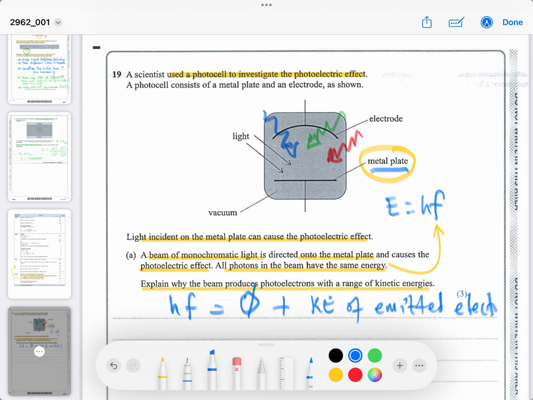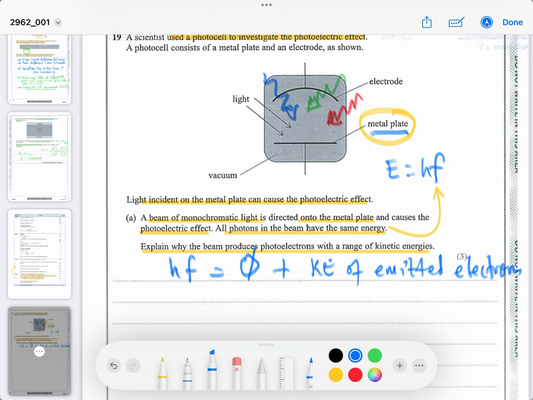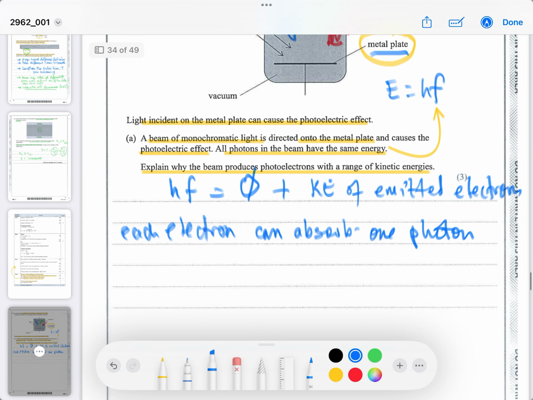So you've got to put what I'm saying into words, okay? I'm not going to write everything down, but you've got to say electrons in the metal can each absorb one photon. That's what they like you to say. So each electron can absorb one photon.